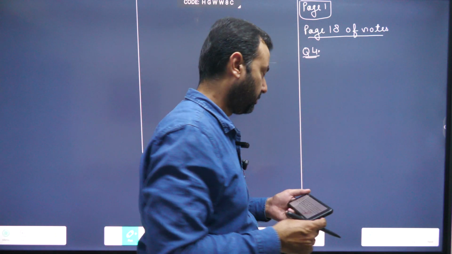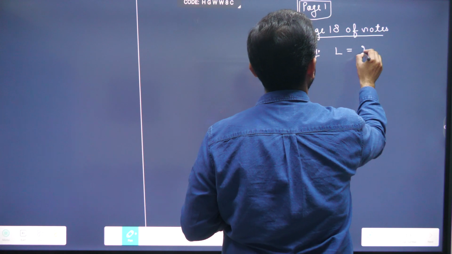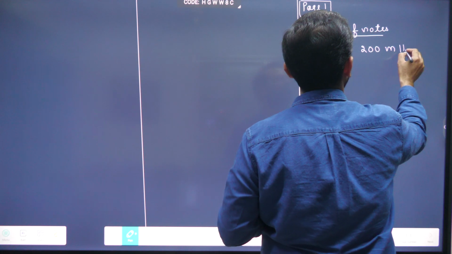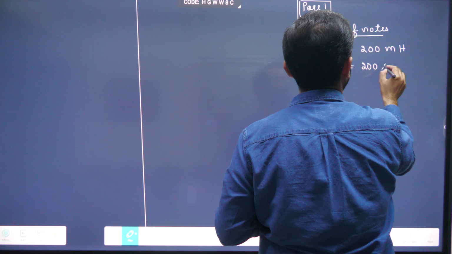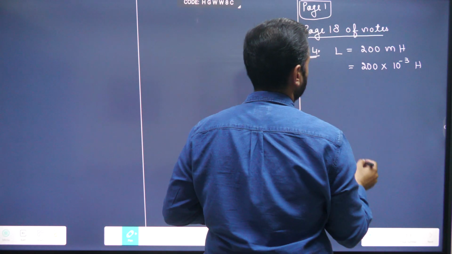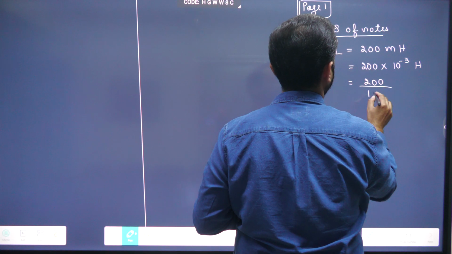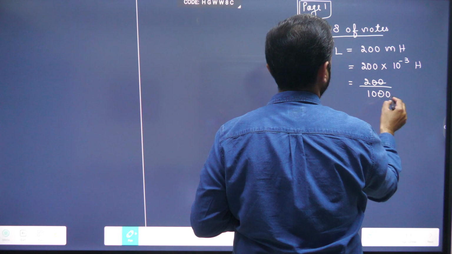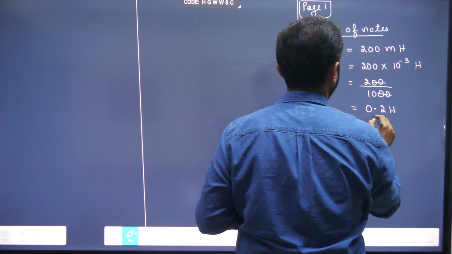So what is given in this question? L is 200 millihenry. What is the meaning of milli? Milli means 10 to the power minus 3. So 200 into 10 to the power minus 3 henry. This is 200 upon 1000. We will cut two zeros by two zeros, and 2 upon 10 is 0.2 henry.